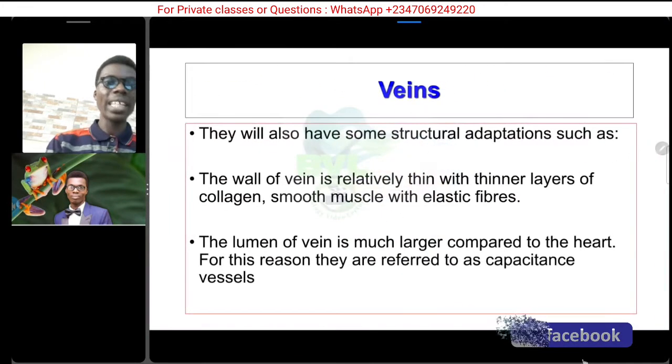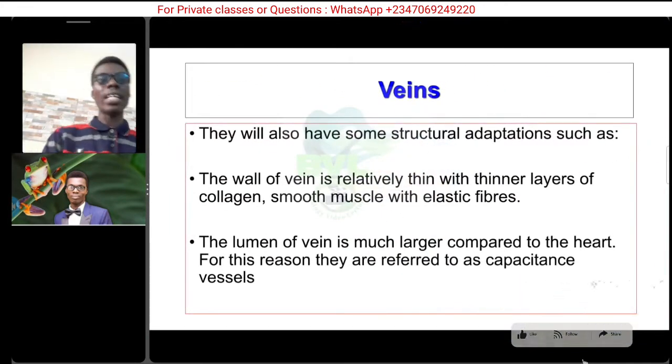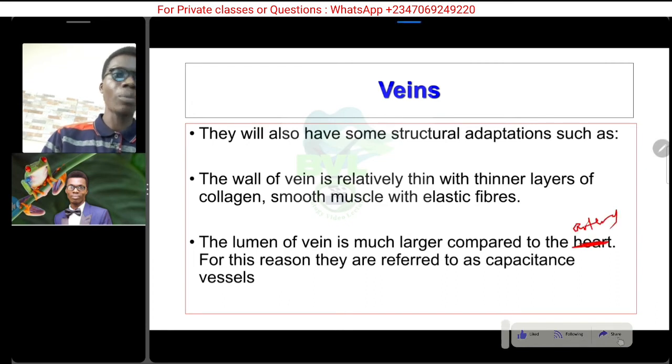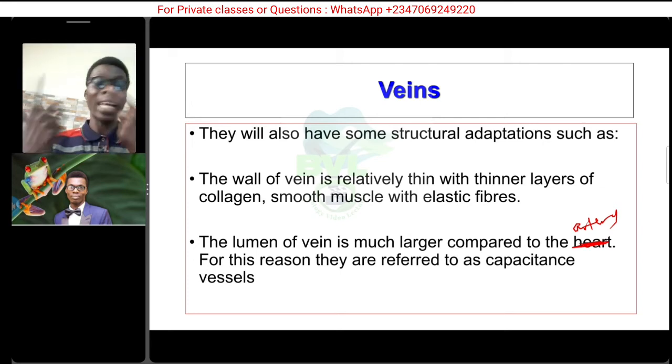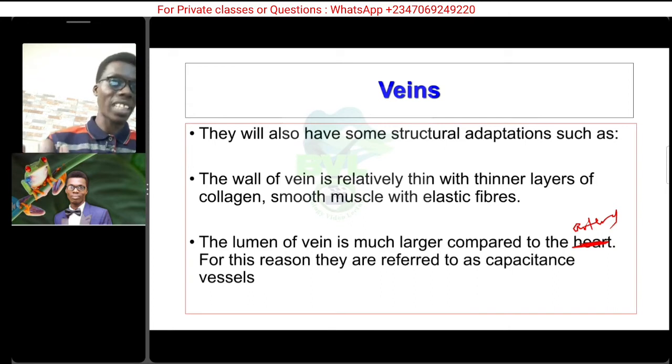Now, it says here the lumen of veins is much larger and wider compared to the arteries. Please pardon me, this is meant to be artery. For this reason, they are referred to as capacitance vessels. What does that mean? It means that they have space to accommodate more blood than an artery would, because that's what they say, capacitance. So it means it has more space to have more blood in it. So that's why it's called a capacitance vessel.